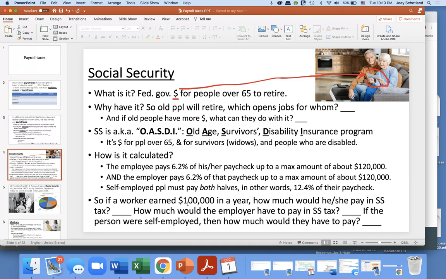So, if a worker earned $100,000 in a year, how much would he or she have to pay in Social Security tax? How much would the employer have to pay in Social Security tax? And if this $100,000 earner were self-employed, then how much would they have to pay?